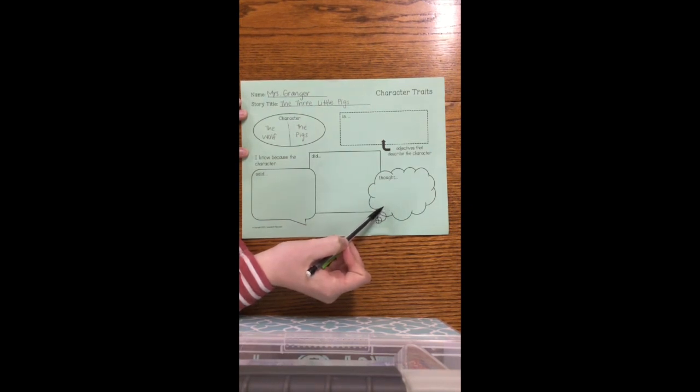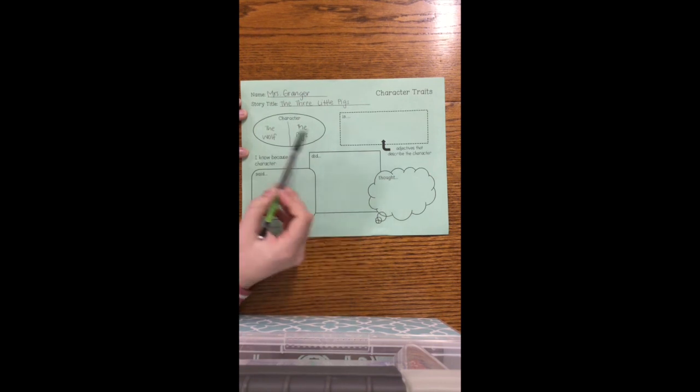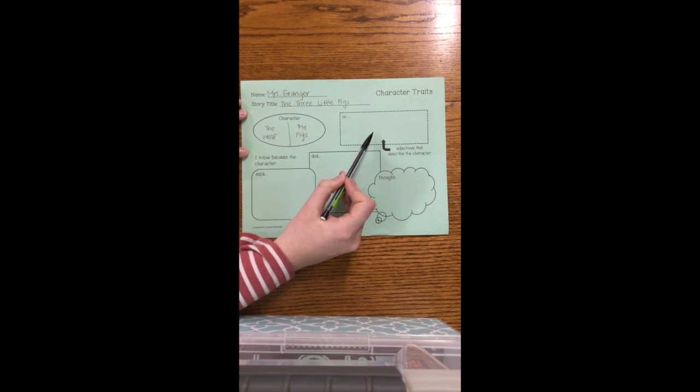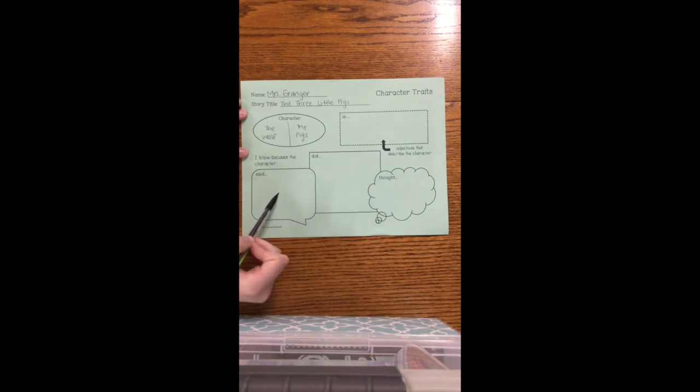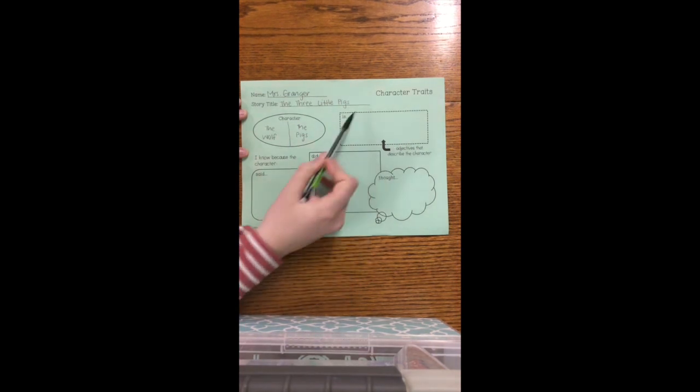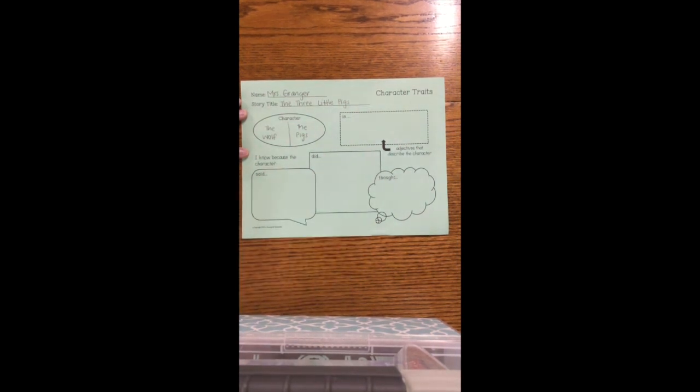It's now your job to fill this out on your own. Pick one of the characters, give one character trait, and show evidence from the text how you know that the character was that character trait. Best of luck.